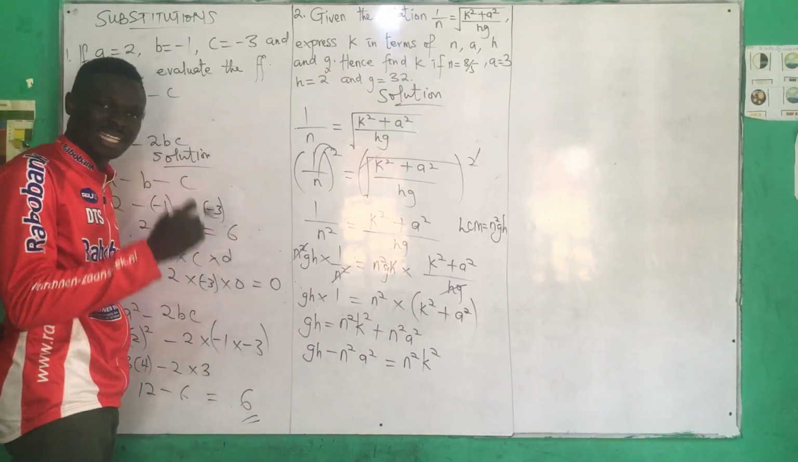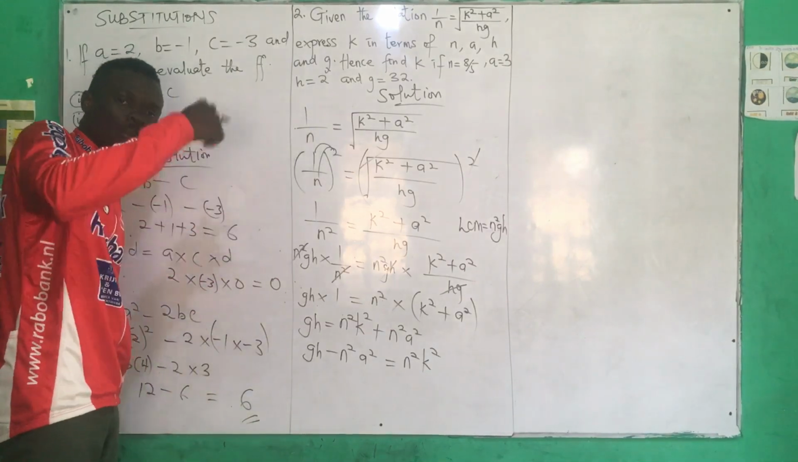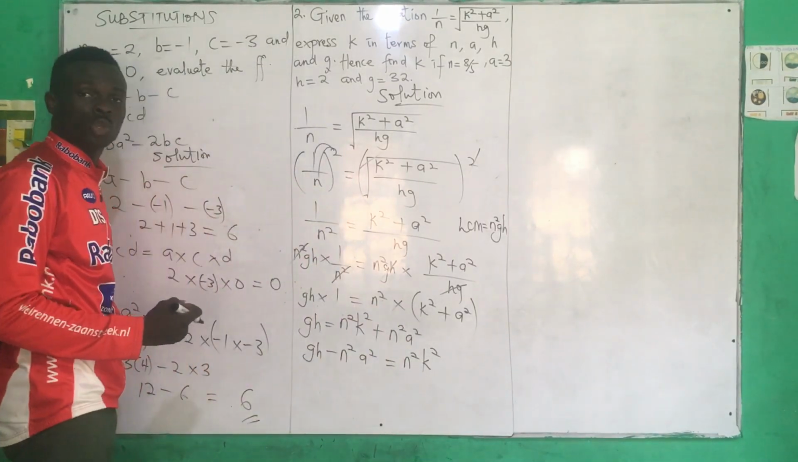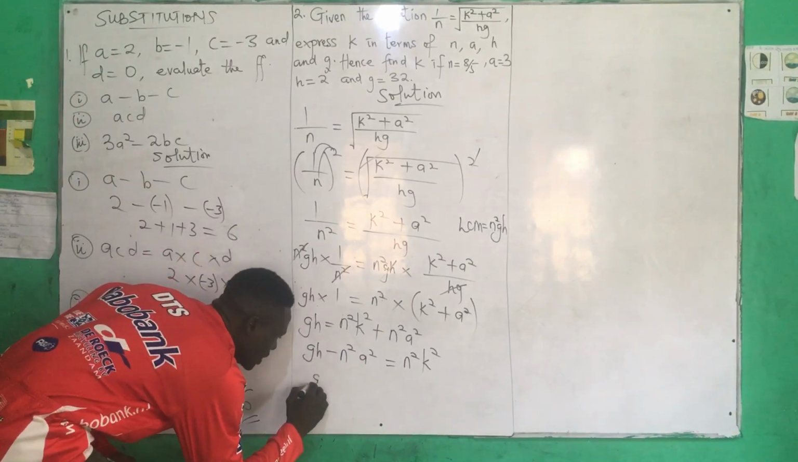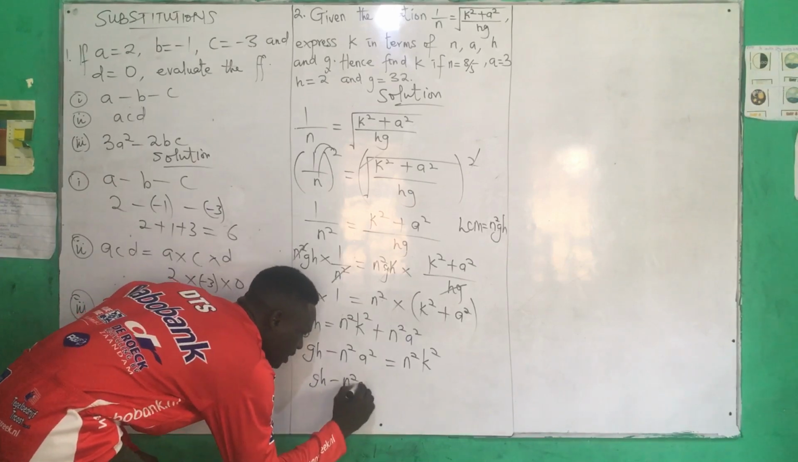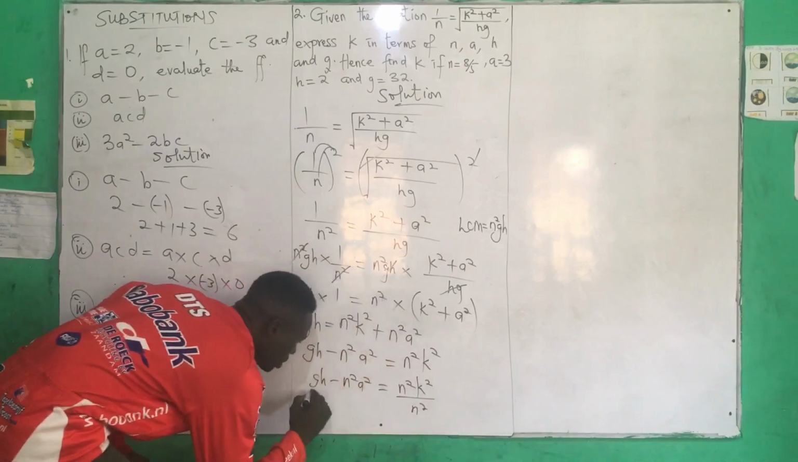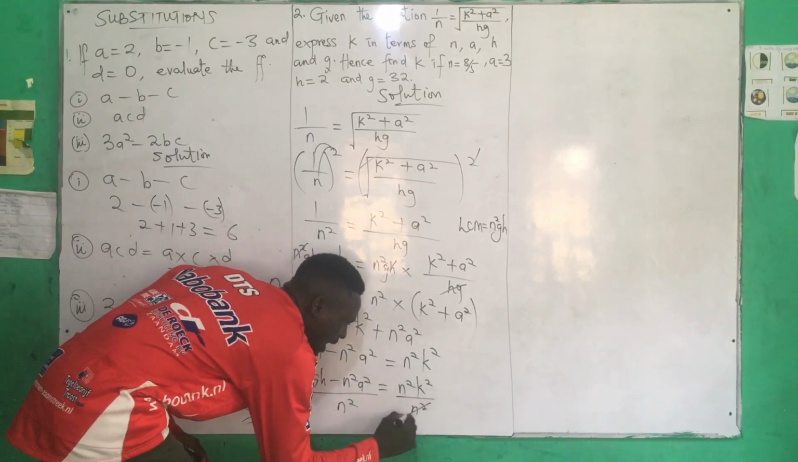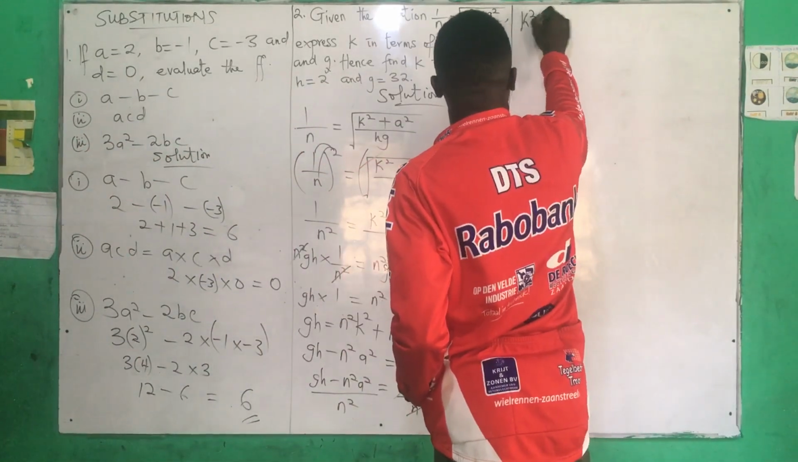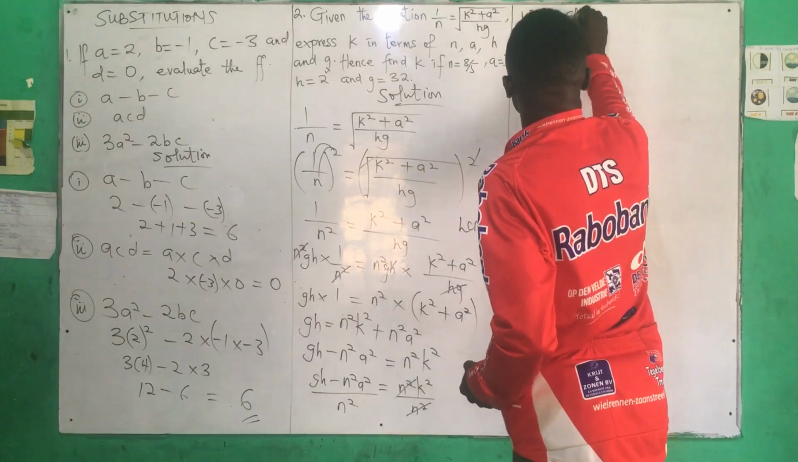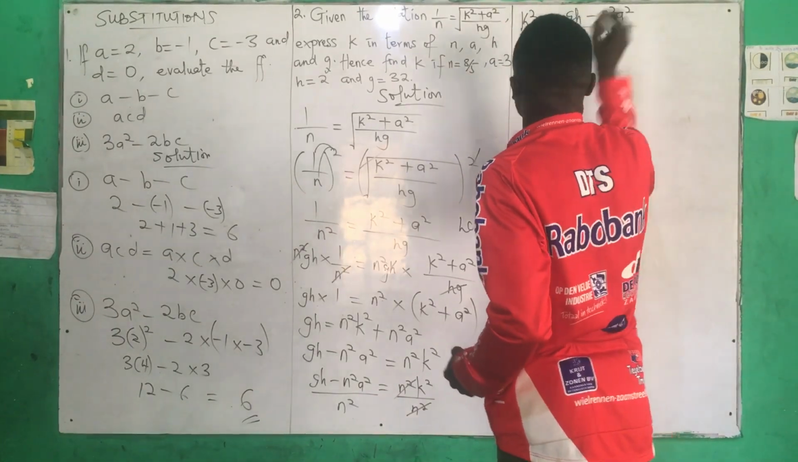We are interested in the k standing alone, but the k is with a square being multiplied by n squared. So what do we do? We divide both sides by n squared. So we are going to say gh minus n squared a squared all over n squared is equal to n squared k squared over n squared. So now the n squared cancels the n squared. So we have k squared to be equal to gh minus n squared a squared all over n squared.